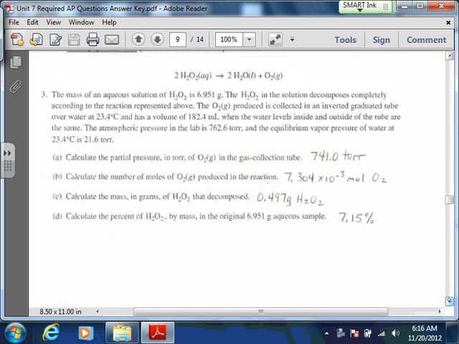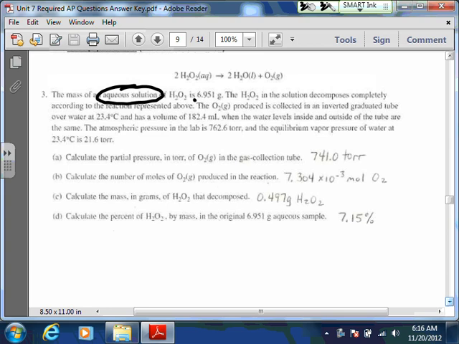Carefully get down here. Okay. So we've got a reaction here. H2O2 breaks apart to form H2O plus O2 gas. Now here's the tricky part on this one. This is an aqueous solution of H2O2. All right. That means that there is H2O2 mixed with water here, okay?